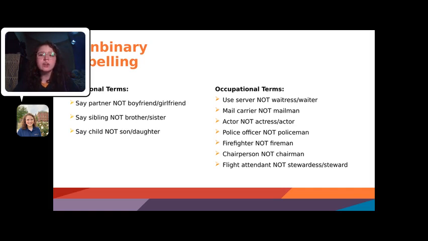Second, create space for all gender identities by updating your occupational terms. Use server, not waitress or waiter. Actor, not actress or actor. Humankind, not mankind. You get the gist. These simple shifts in language can go a long ways in cultivating a more gender-inclusive society.